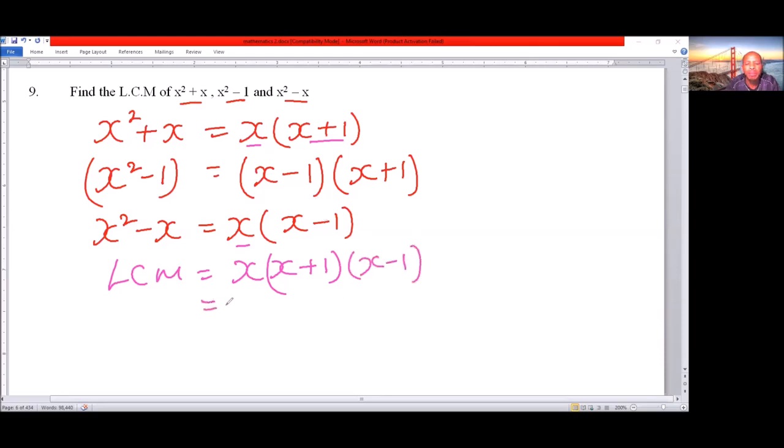So when you open the bracket here you have x times x is x squared minus, now this one is x multiplied by 1 minus 1, so you get minus x plus x, then you have minus 1, which is equals to, this x disappears with that, so we have x squared minus 1.